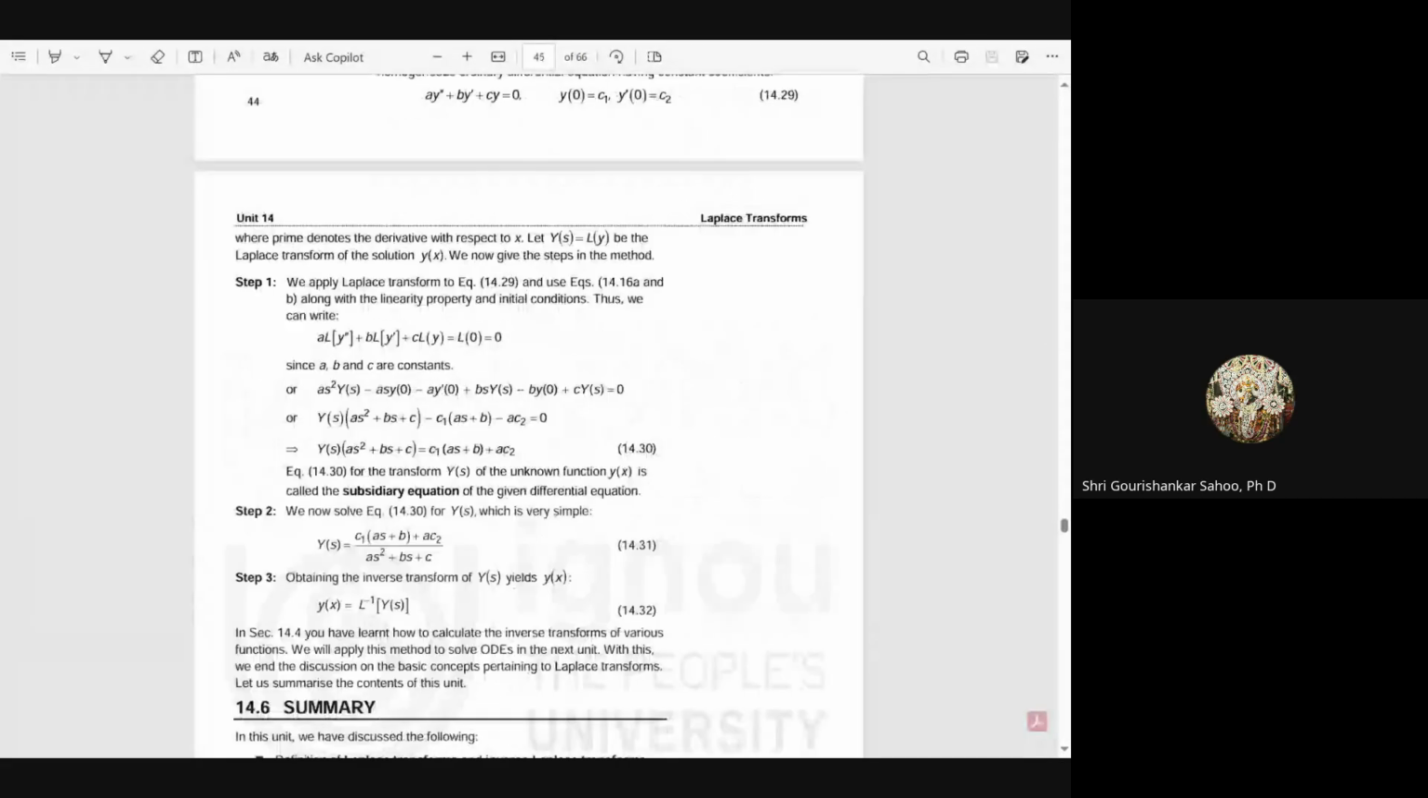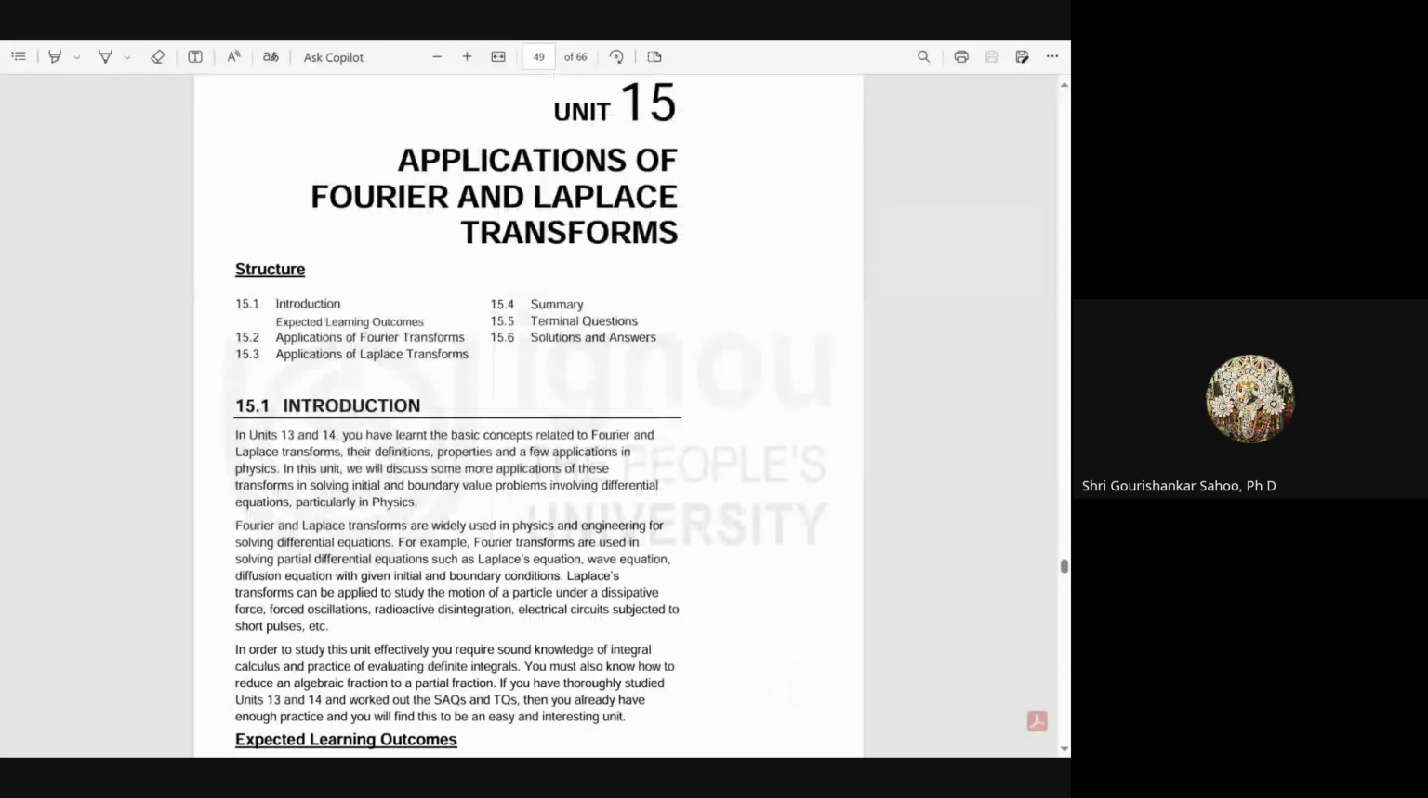So there are some worked out examples. You can go through it. Then application.